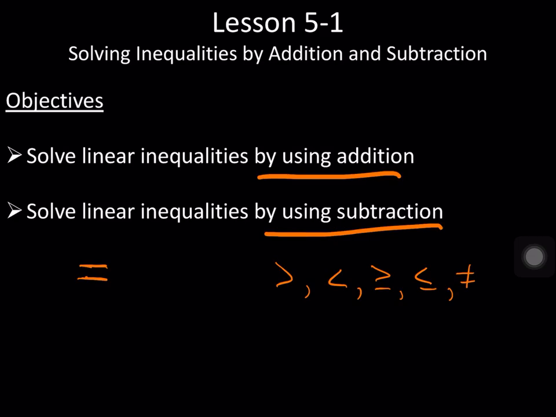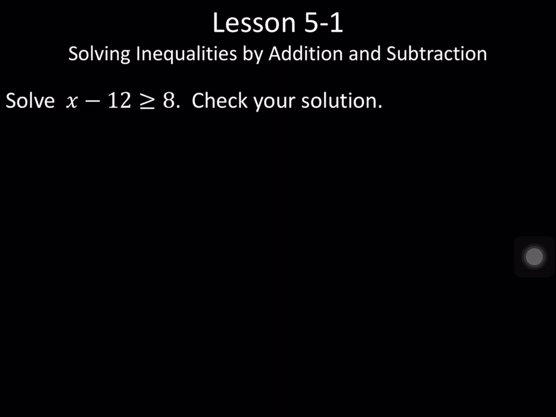All right, so let's look at an example and we'll go from there. Solve, and then we'll check our solution. So x minus 12 greater than or equal to 8. Okay, so if this was an equal sign in the middle, I think you would know that we're just going to add 12 to both sides of the equation, and with an inequality we get to use the same rule. We're going to add 12 to both sides, and we get x is greater than or equal to 20.